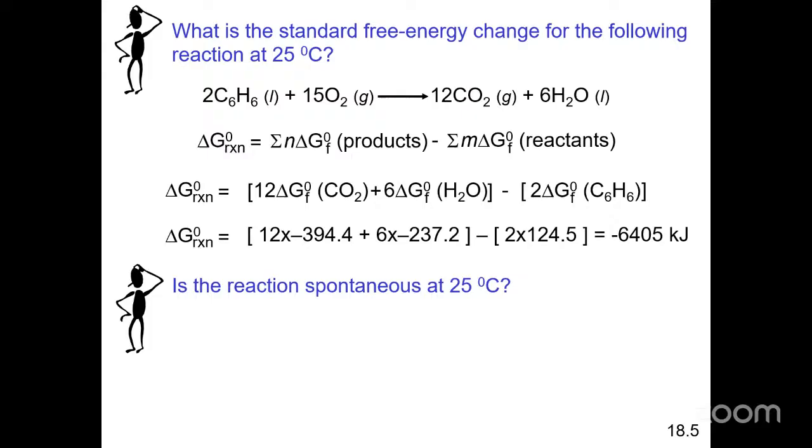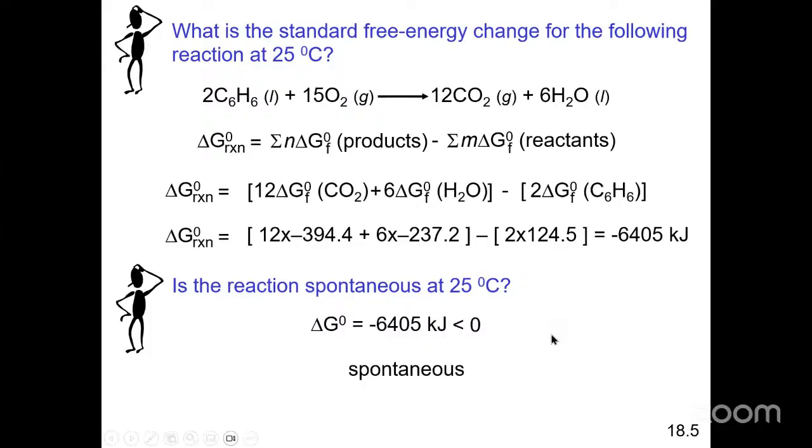Is this reaction spontaneous? What did we say about the spontaneity of a reaction as it relates to delta G? It's negative, it's spontaneous in that direction. Exactly. So it's negative 6,405. So that means that the reaction is spontaneous. All right. Very good.